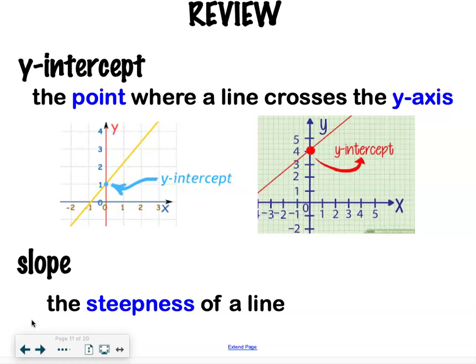What letter do we use to represent the y-intercept? Y. Nope. No, B. This is always our B value. And obviously slope is the steepness of the line. That's just a review from Algebra 1.